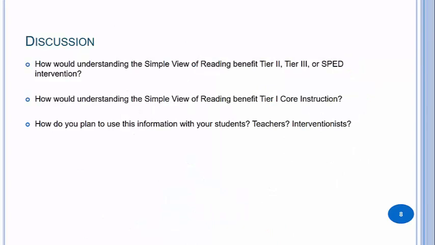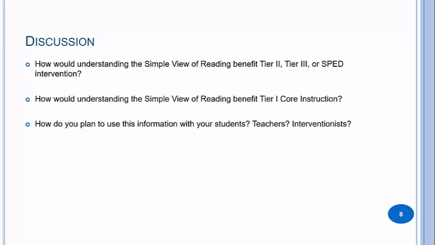So these are questions that I would like to ask Ty, and the first one is, how would understanding your simple view of reading benefit Tier 2, Tier 3, or special ed intervention? I think we'll talk more about this in terms of the survey level assessment and getting down to that root cause of what's happening with the student so that we can intervene effectively. But the simple view of reading is really going to help you understand what the areas of reading are, what am I looking for in a struggling reader, and how can what we have provided at the school level be beneficial for that student, right?